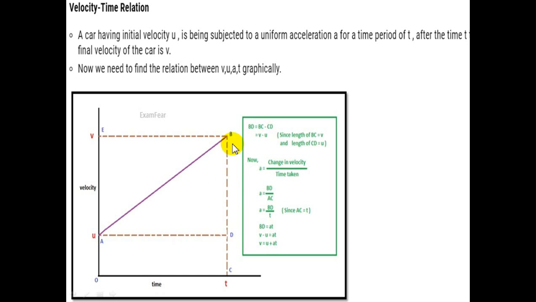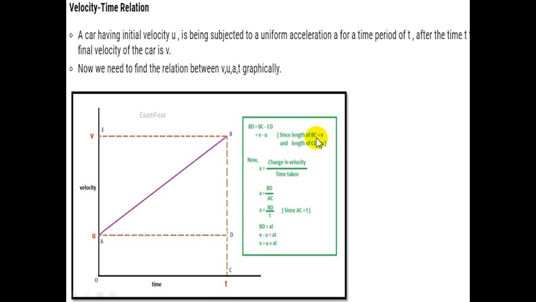BC, where is BC? This is BC. So what is BC? BC is V, that is the final velocity. This is the final velocity here. So BC is equal to V and CD is equal to U, right? Up to this it was U, and after this it was V, or you can say the whole line is V, and up to this it's U. So V minus U is equal to BD.